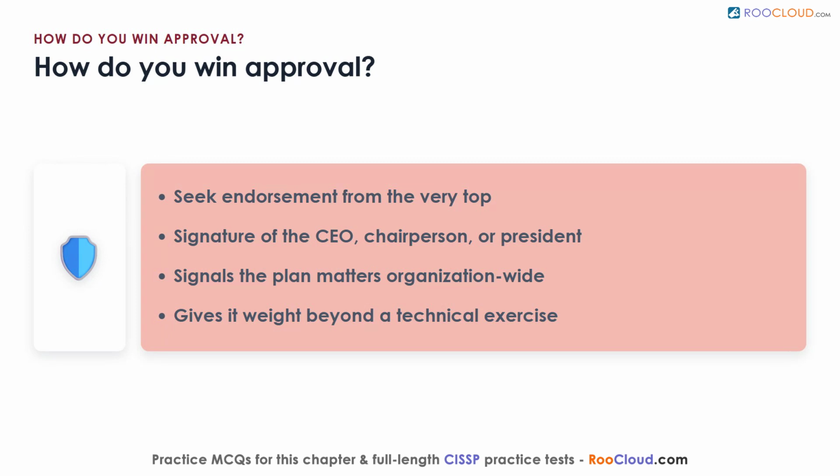That signature does more than approve the document. It signals to the whole organization that continuity matters, and it gives the plan weight in the eyes of other managers who might otherwise dismiss it as a minor technical exercise. Think of it like a new company policy. When it carries the founder's name, people treat it as real rather than optional.